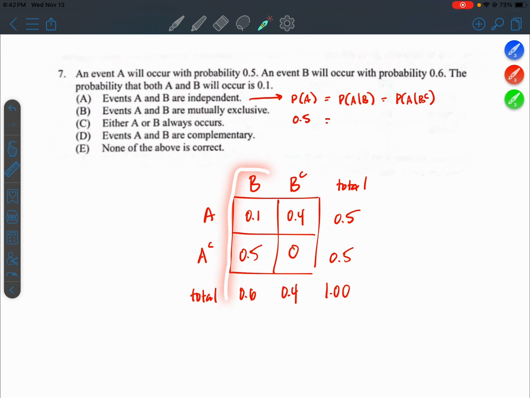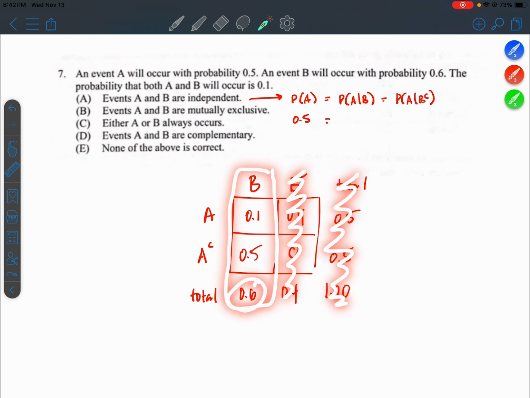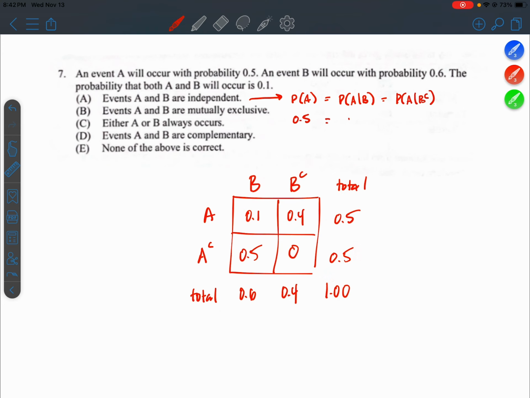What's the probability of A given B? If B is the given condition, we can ignore those other numbers. B occurs 60% of the time, and of that 60%, A will occur 10% of the time. So this is 0.1 out of 0.6, which is the same as 0.166. Those are clearly not equal, so this is false. A and B are dependent. They are not independent.